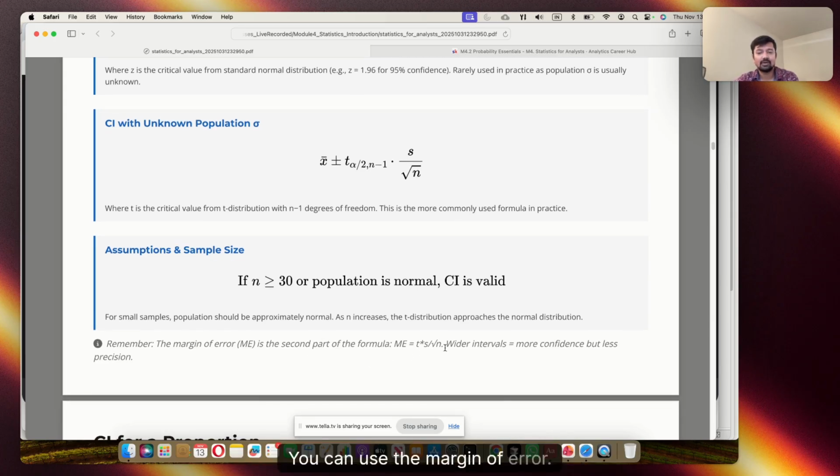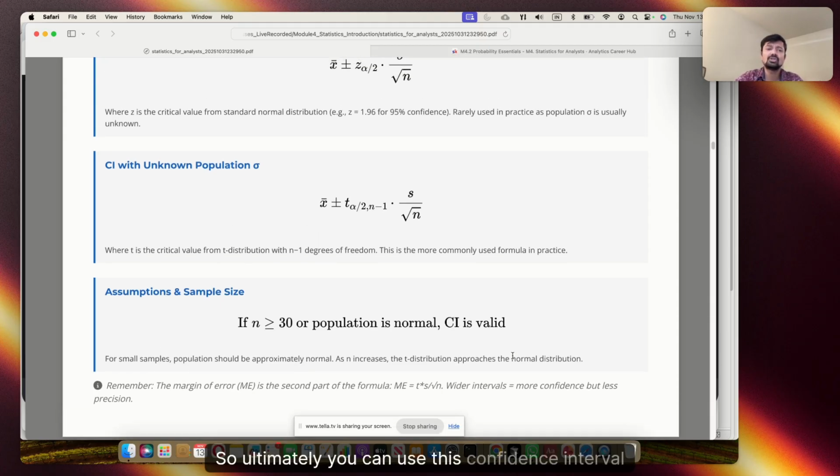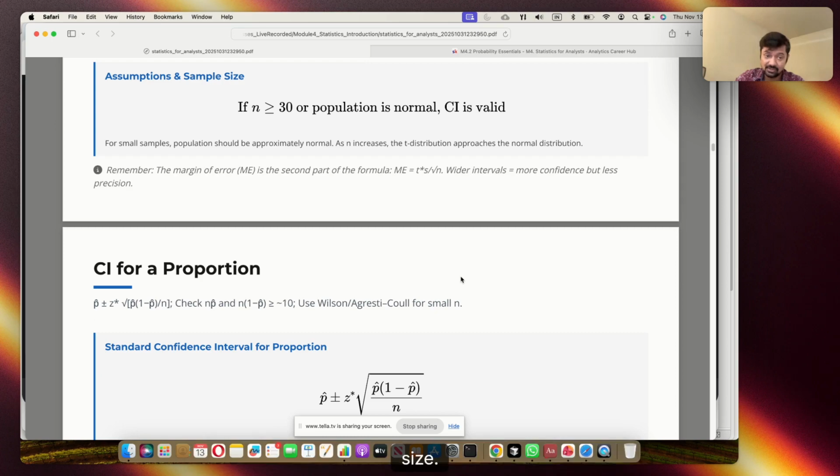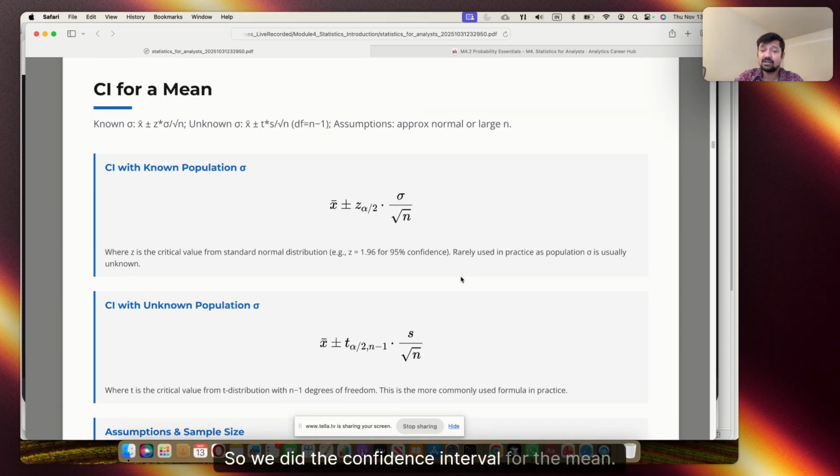You can use the margin of error also. Wider intervals can help you identify with more confidence, but with less precision. So ultimately you can use this confidence interval to make some assumptions and to select your sample size. So we did the confidence interval for the mean.